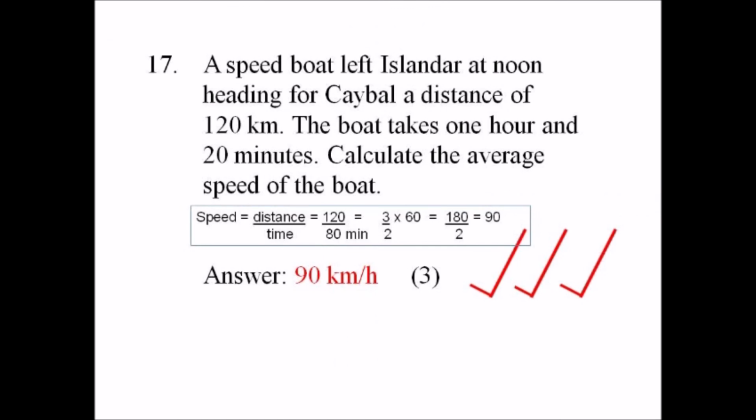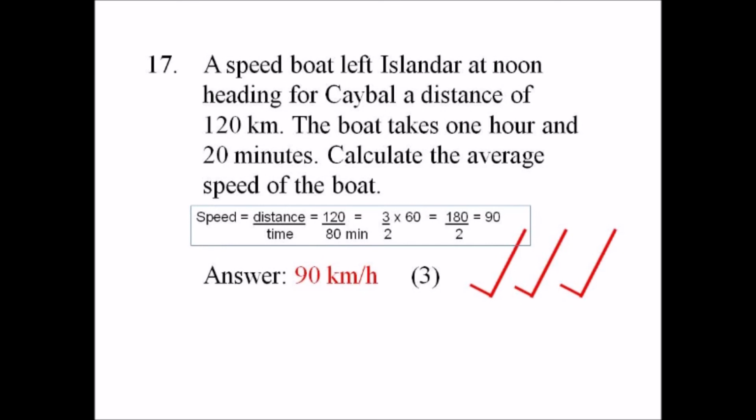17. Speed is equal to distance divided by time. So it's 120 over 80 minutes. You have to change it to minutes and then change it back. So you get 3 over 2 and you multiply it by 60 to change it back to hours, and you get 90 kilometers per hour.